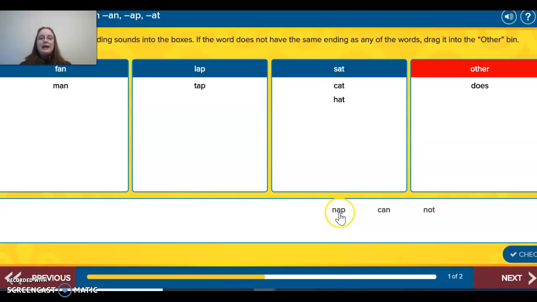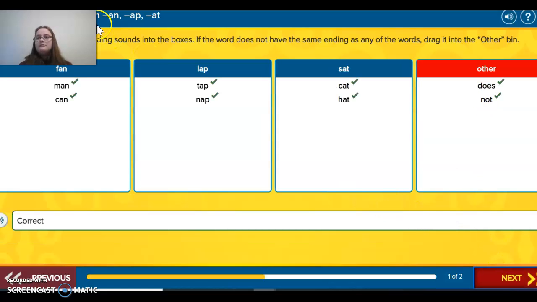Next we have nap. Does it rhyme with fan? No. What about lap? Lap, nap. Yep, those rhyme, so nap must be part of the ap family. Can. Ooh, that has that an sound in it, so it must belong with fan and man because it rhymes with them. Next we have not. Oh, that doesn't even have an A in it, so it must go in our other family. Okay, let's check our work. We did an awesome job, friends.